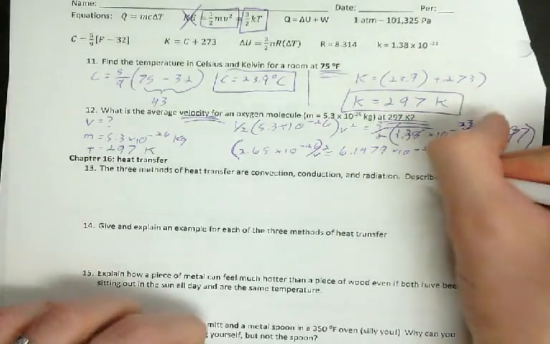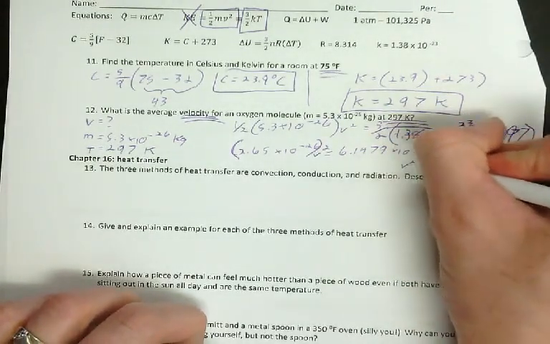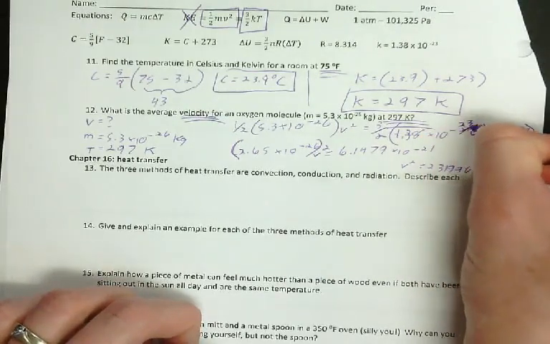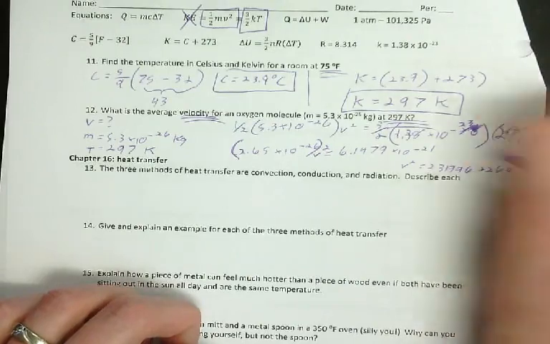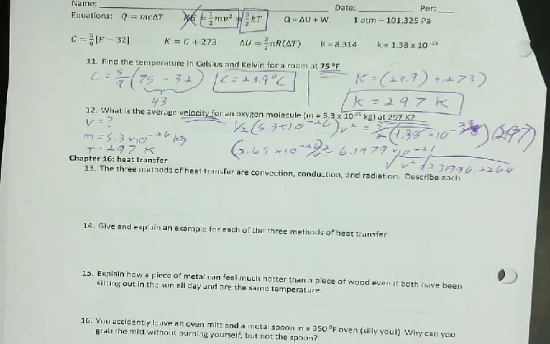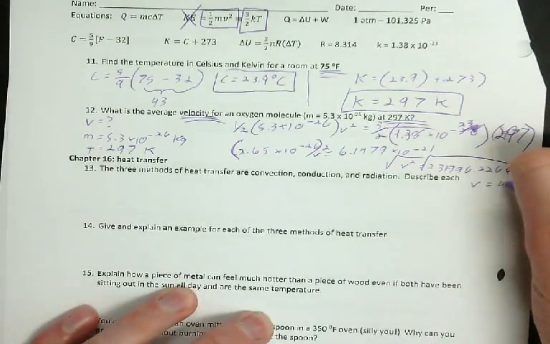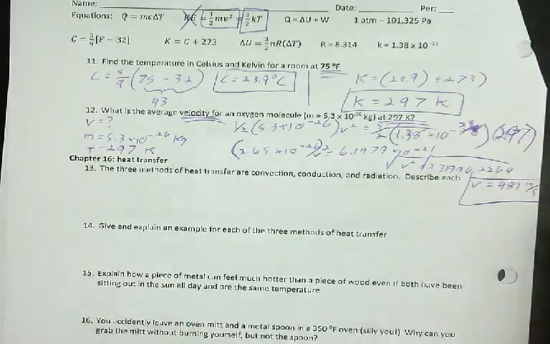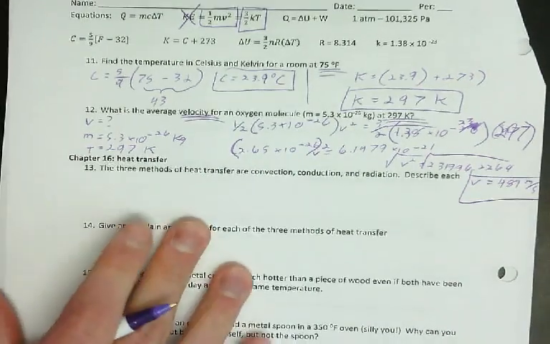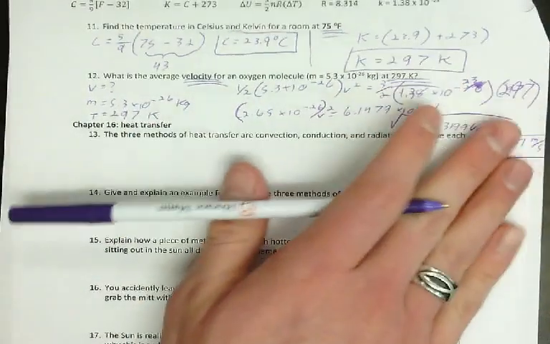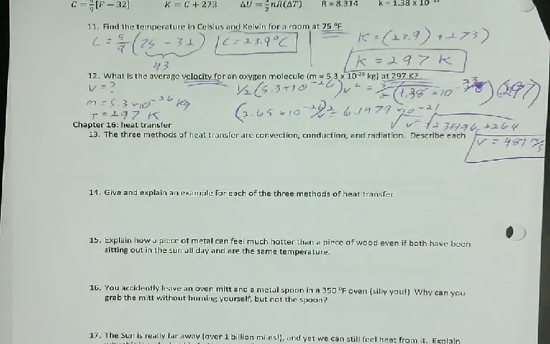And we get a velocity squared of 231,996.2264. I'm going to square root that to get just the velocity. And we get a velocity of 481 meters per second. So if the temperature is going to be 297 Kelvin, then the velocity of the particle needs to be 481 meters per second.